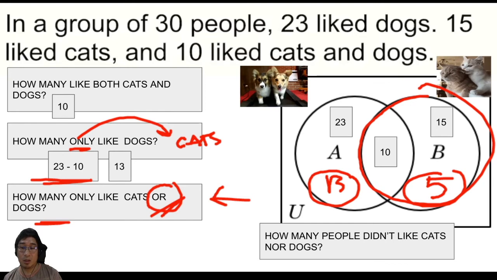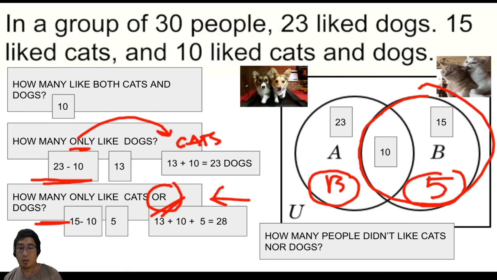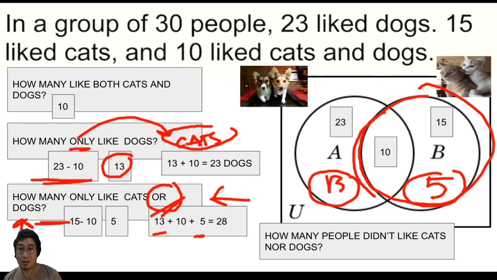Okay, pwede nyong i-pause yung video para malaman natin kung anong sagot natin parehas. The equation that we're going to use if we encounter this question is we just going to add the answer that we had here, 13, and the answer that we had here only from cats, which is 5. So 13 plus 5, and then we're going to add number 10, kasi yung number 10, they also like both cats and dogs. So ang i-add natin yan, 13 plus 10 plus 5, ang lalabas is 28.